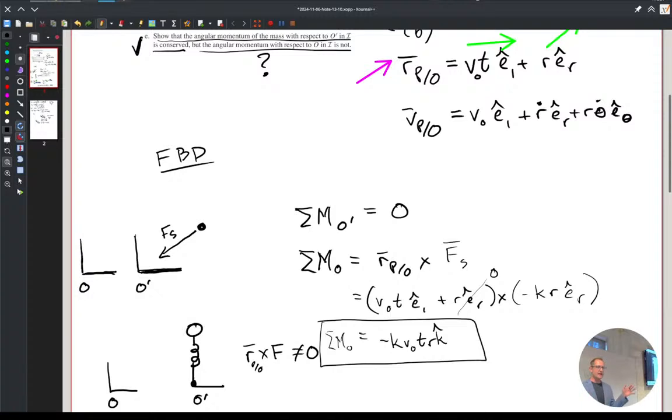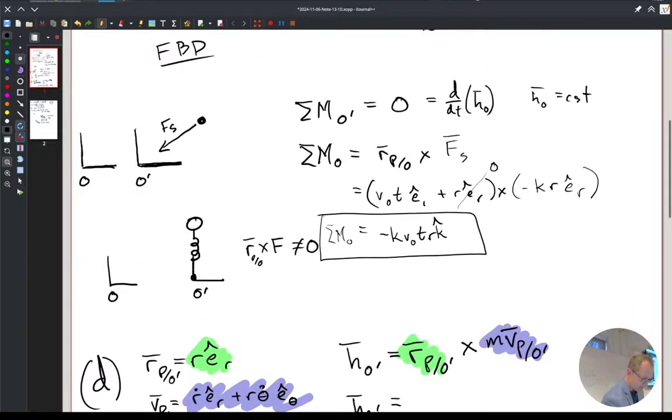What are some of the highlights as we look back on all the great work that we did here? If the sum of the moments is 0, angular momentum is constant. So there's highlight number 1.